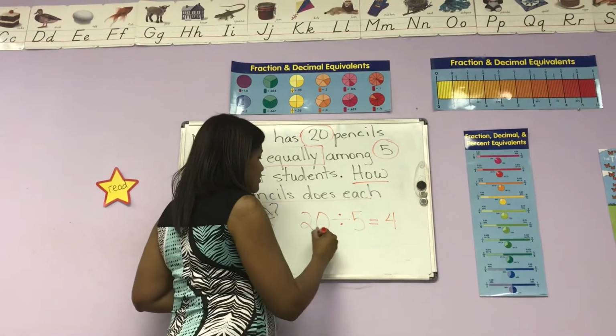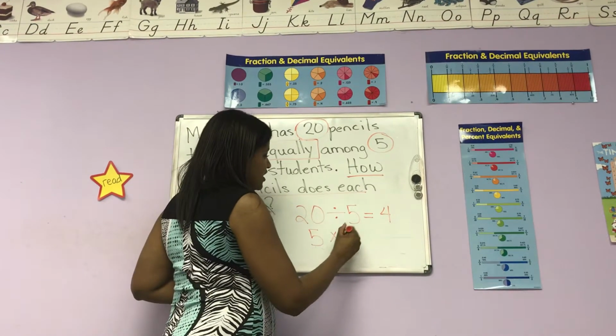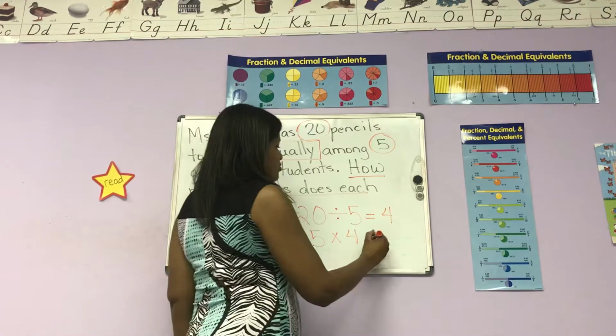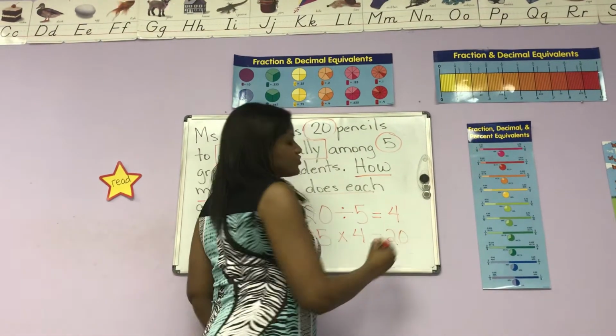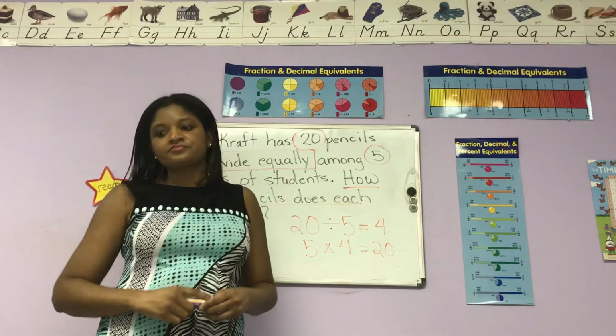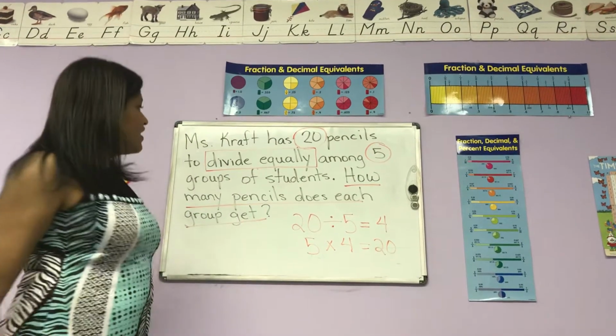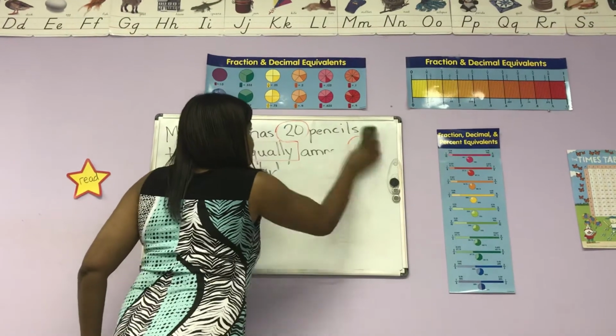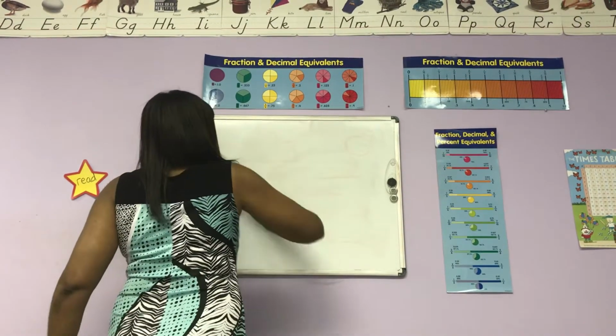And remember, we can always check our division with multiplication. So if I have 5 groups, I give 4 pencils to each group. That means I had 20 pencils to start with. So this is an example of how we can use division. All right, I will do one other problem for you.